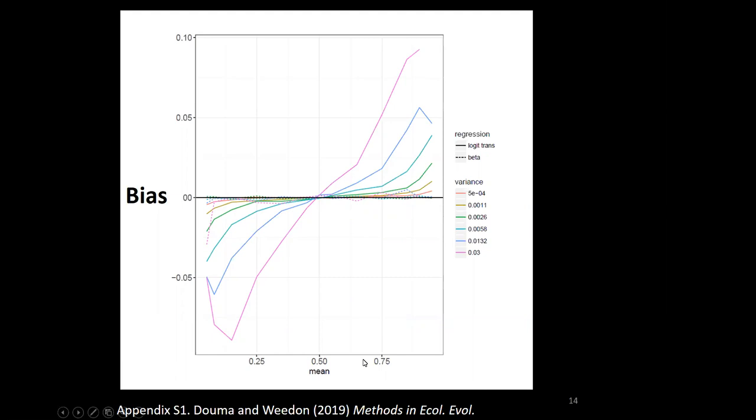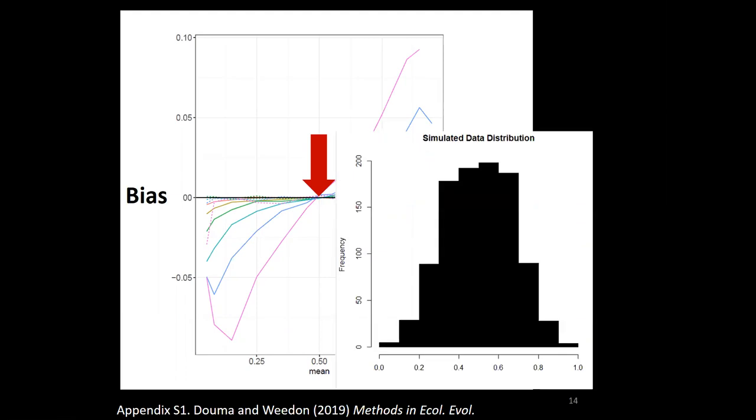And so one thing I want to point out here is that around 0.5, it doesn't matter what you're doing, right? Like you could use the logit transformation, you could use beta, it's probably okay. And so what does that data generating distribution look like? Well, it looks like this, right?